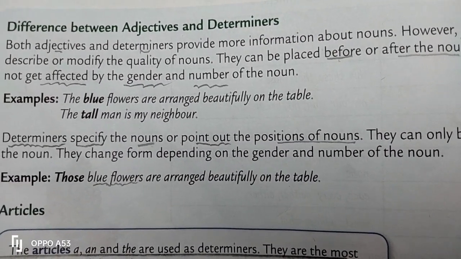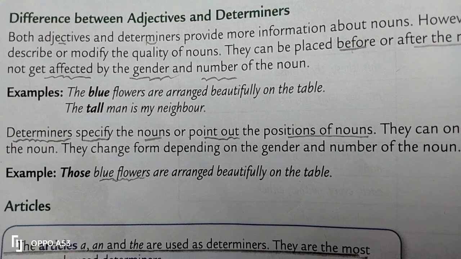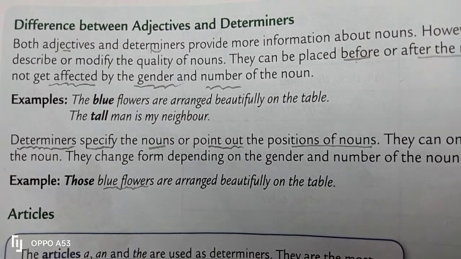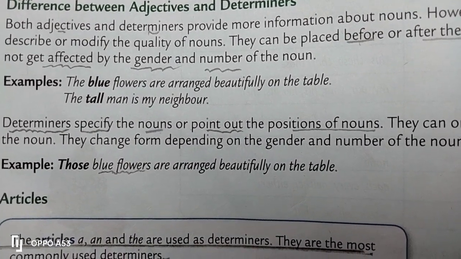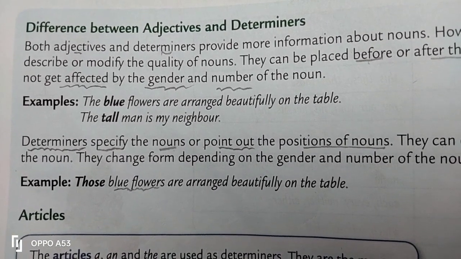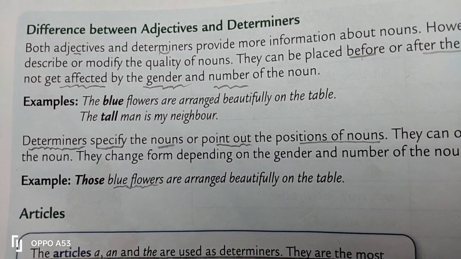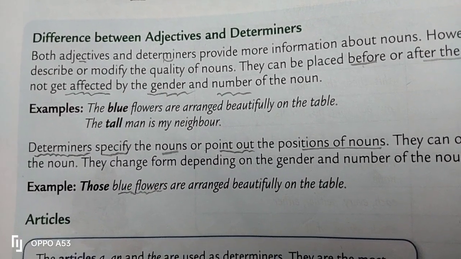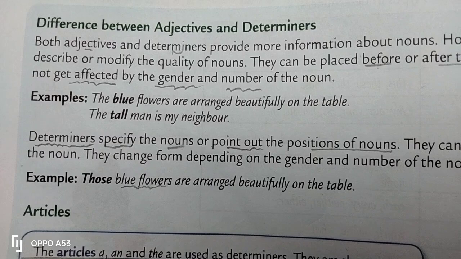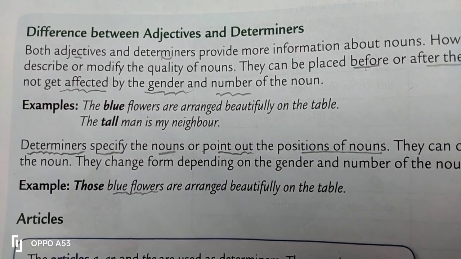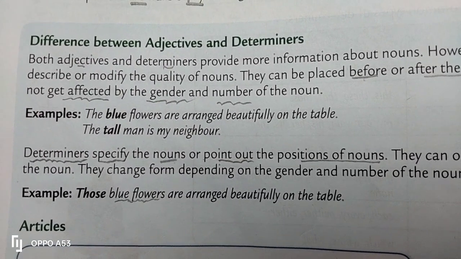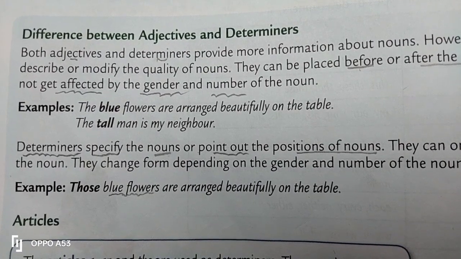Okay, normally we understand by the word adjectives to modify the quality of the noun. So whenever we are using adjectives, we are using them before a noun to highlight or to modify or to give additional meaning to a particular noun. So adjectives are normally used before a noun, and they are not affected by the gender or number of the noun. Gender means masculine or feminine, and number means singular or plural. So normally adjectives are used mainly to modify.